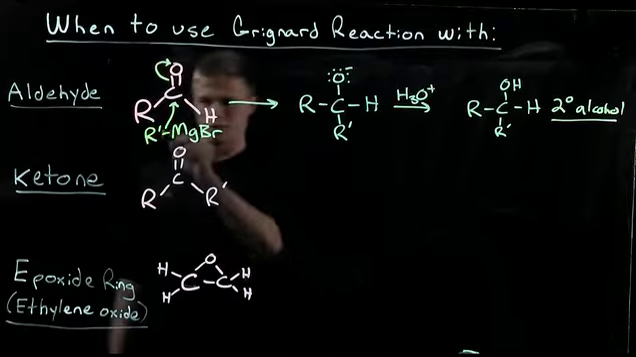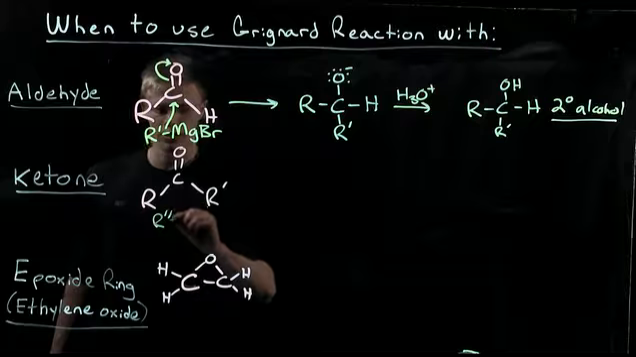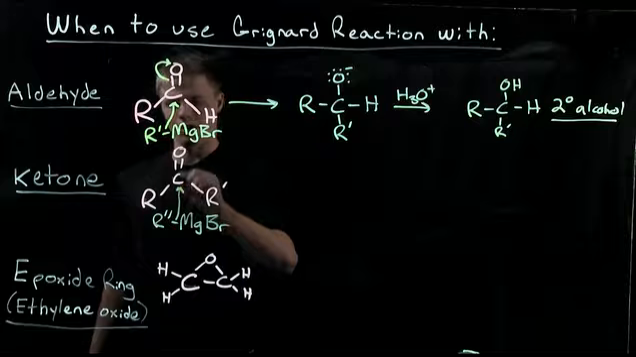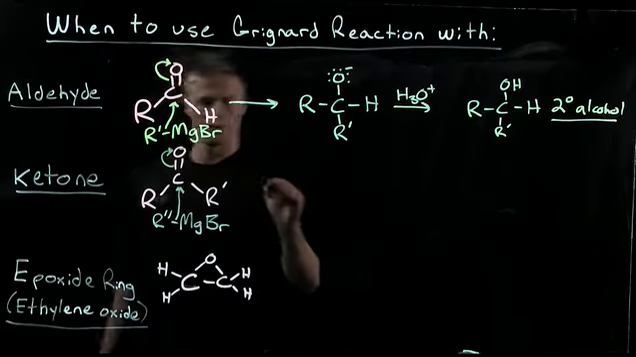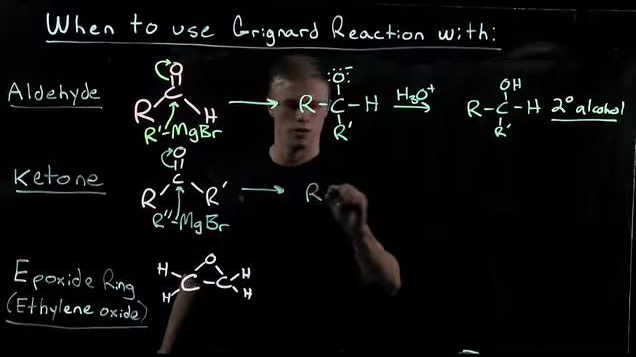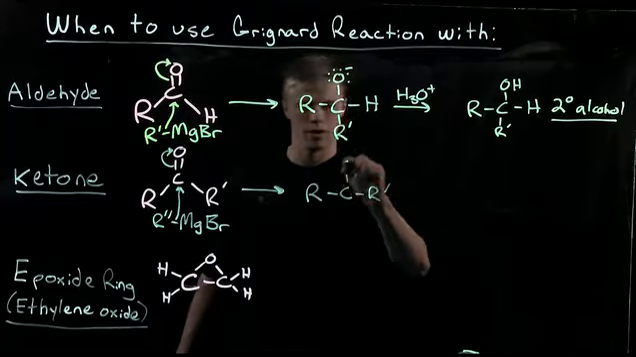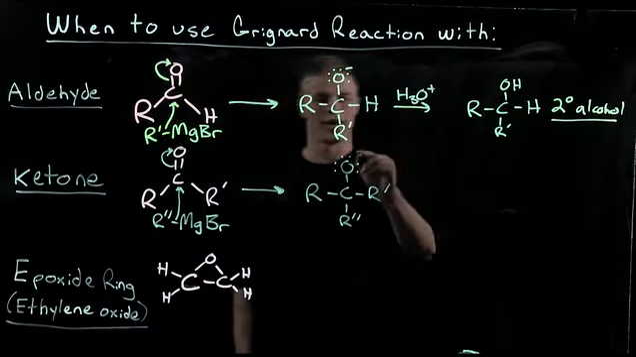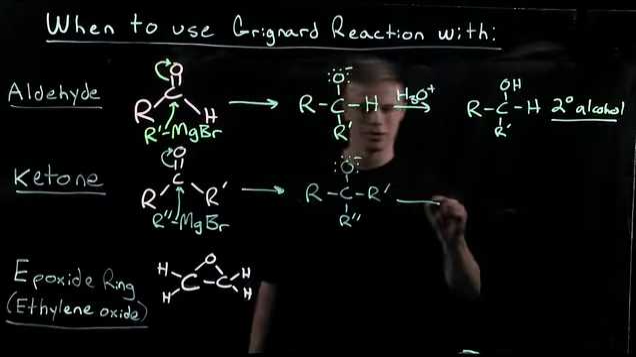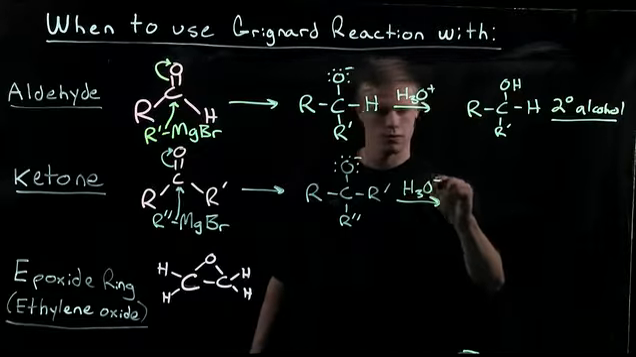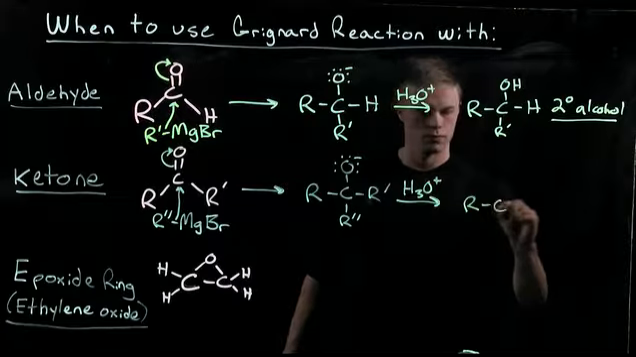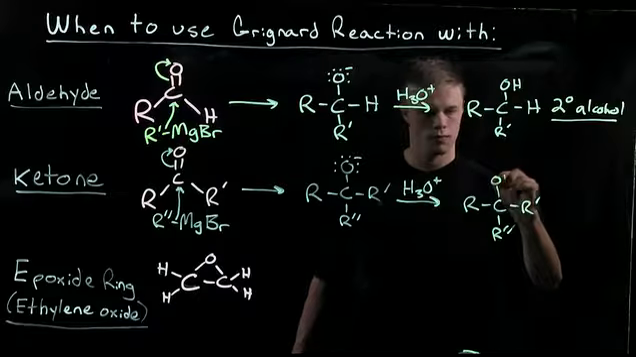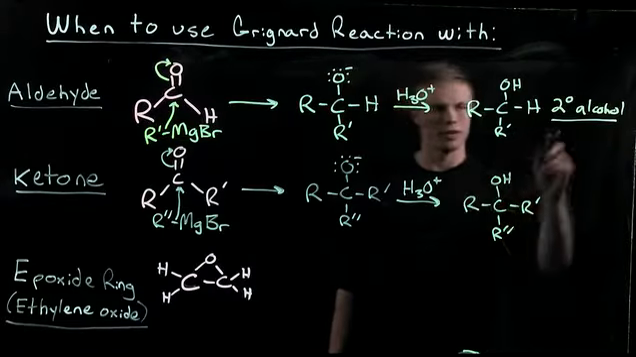Next we have the ketone, so we're going to start with the same Grignard reagent. That is going to attack the carbonyl carbon. This will kick up into the O. And then again, we want to add the acid back onto this to put the proton on. As we can see here, this is now a third degree alcohol.